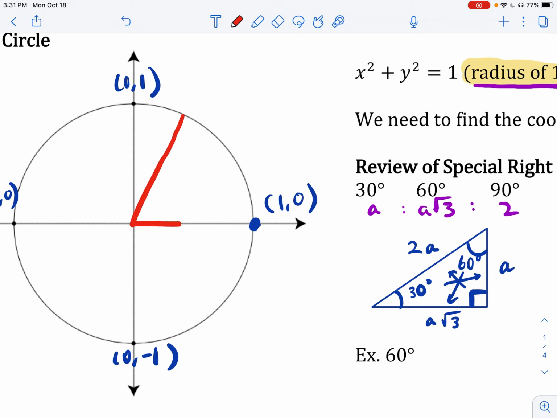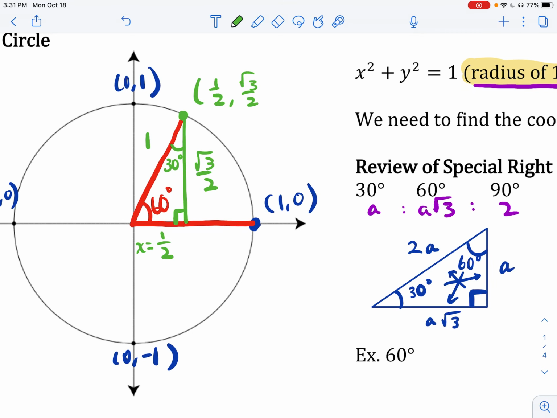Well, if this is a 60-degree angle, just like I did before, I can drop my vertical down, make this a right angle. That means this angle here has to be 30. And again, knowing what we know, if our hypotenuse is going to be equal to 1, that means the side that is opposite of our 30-degree angle has to be 1/2. And the side that is opposite of my 60-degree angle is root 3 over 2. This is my x value, so my x value is 1/2, and my y value, the vertical distance from the x-axis, is just root 3 over 2.